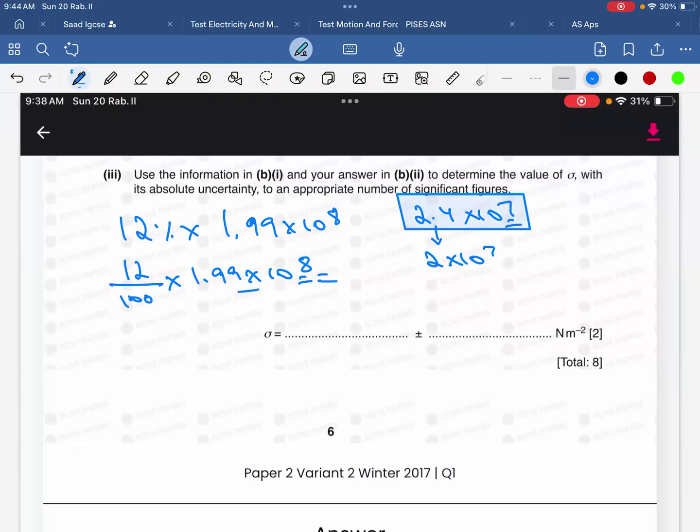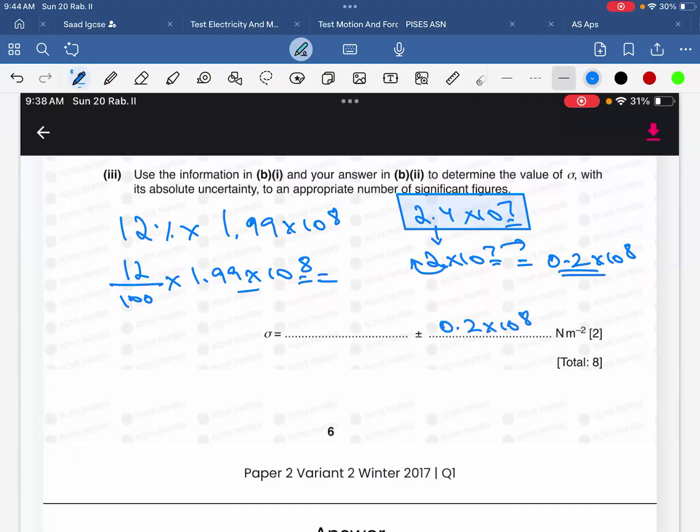1.99 into 10 exponent 8 and 2 into 10 exponent 7 are numbers that have different 10 exponents. So I have to get the 10 exponent the same. The 10 exponent for this one is 7, I have to make it 8, and we can make it 8 by moving the decimal backwards. 2 into 10 exponent 7 is equal to 0.2 into 10 exponent 8. Now I can write the answer, 0.2 into 10 exponent 8.